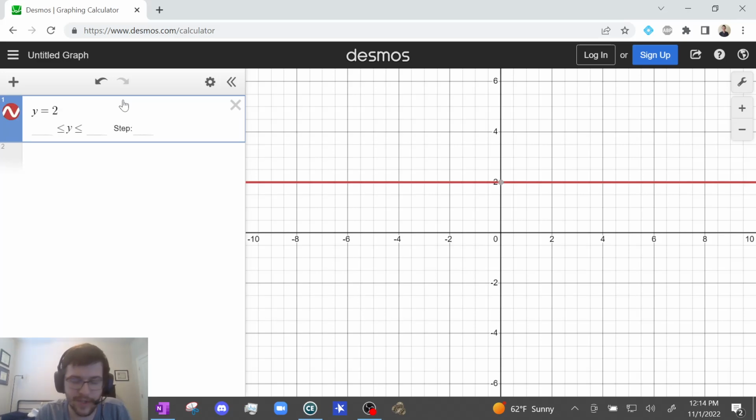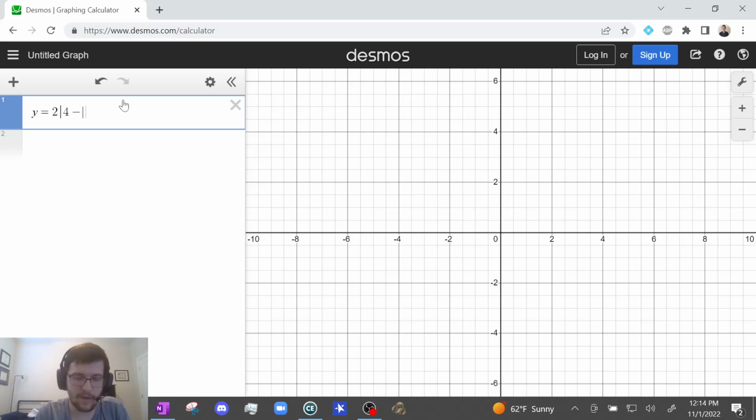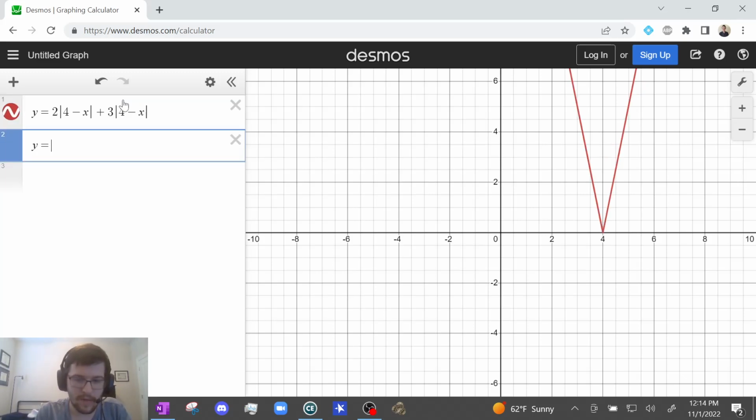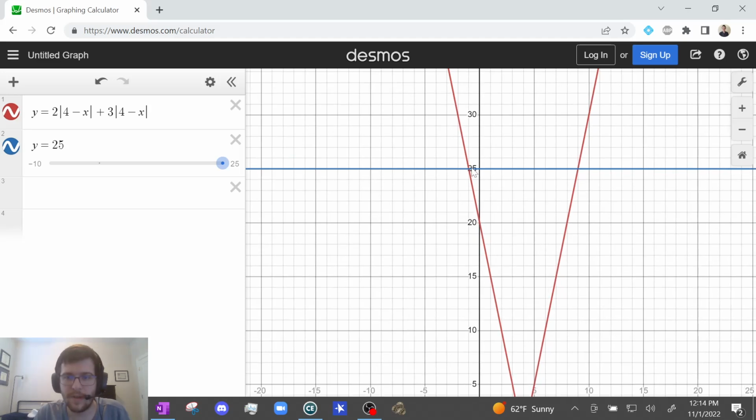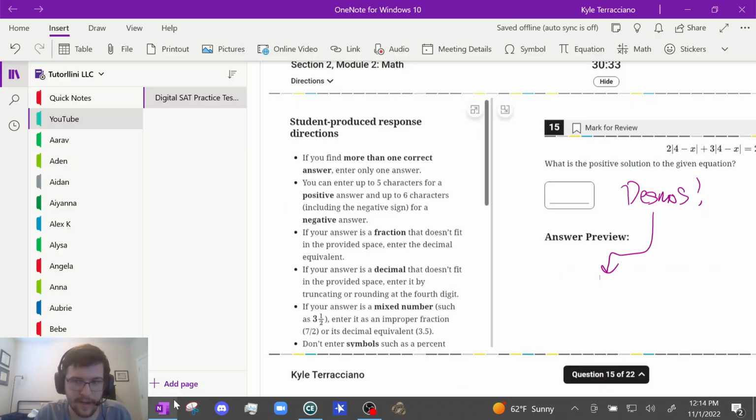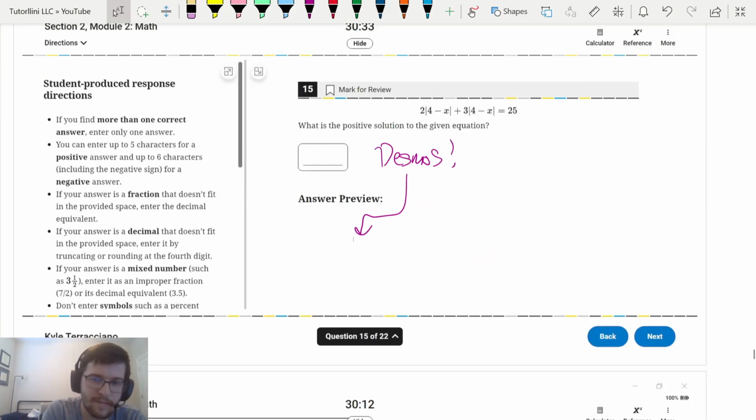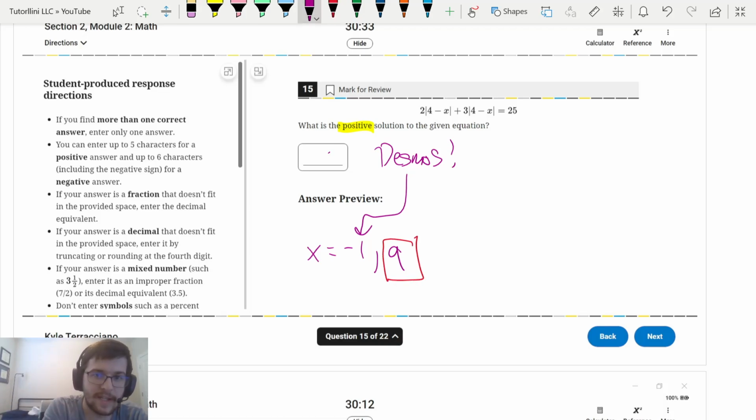Okay, so I'm going to do 2, shift, button above enter, 4 minus x, button above enter, plus 3, 4 minus x. Okay, and then I'm going to do y equals 25. And now I'm going to see where they intersect. They intersect at x equals -1 and x equals 9. Okay, let's write that down. X equals -1 and x equals 9. They want the positive solution, so we go with 9. And that's the answer. It takes about 30 seconds.